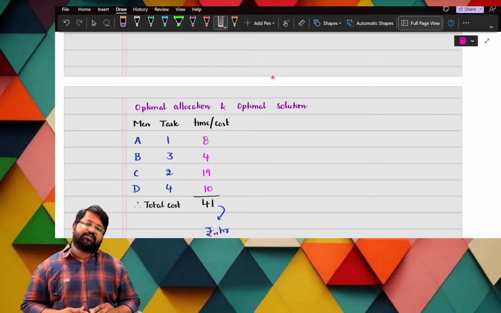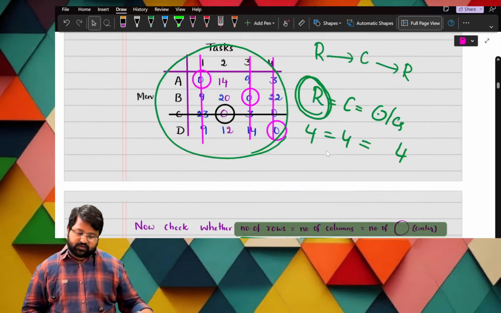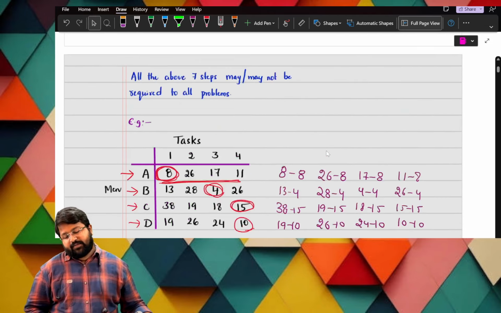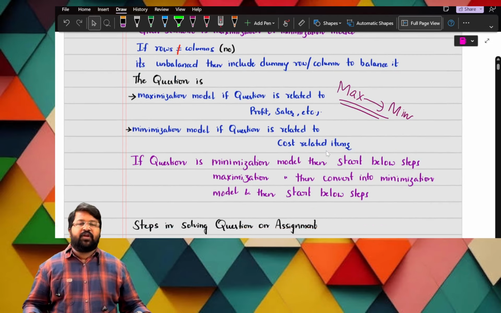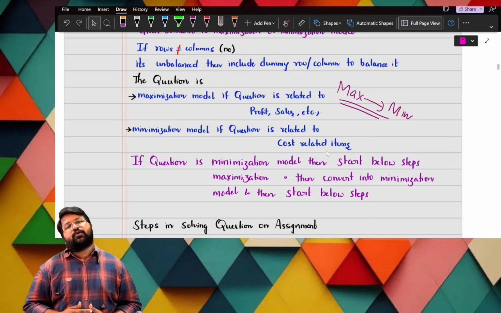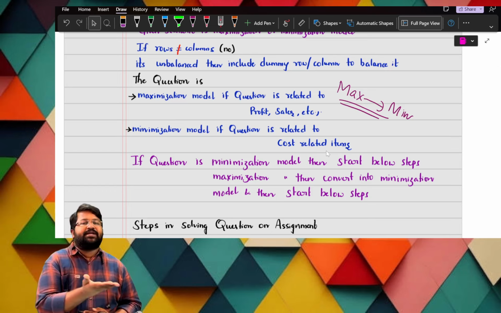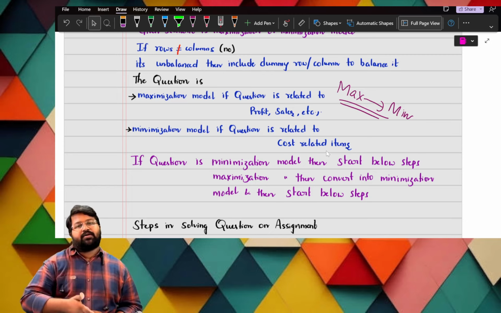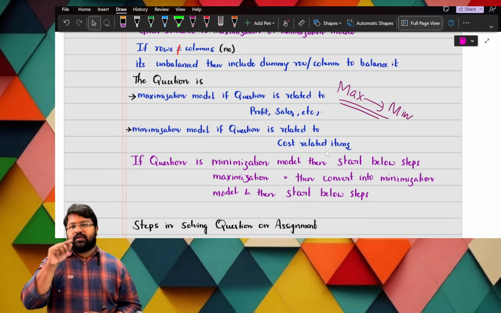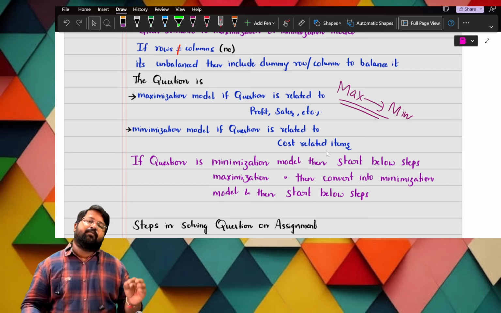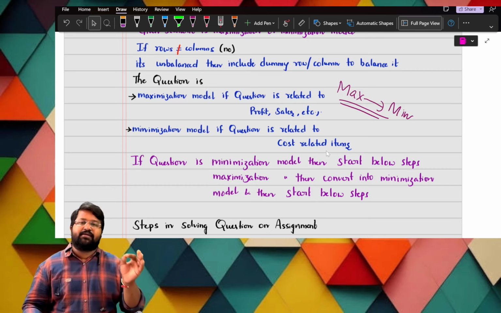So what was the first step? I'm repeating the steps again so that you can get clarity. While doing an assignment, we first have to check whether the number of rows equals the number of columns. Rows are the horizontal parts, and columns are the vertical parts. If the number of rows equals the number of columns, then it is a balanced one.